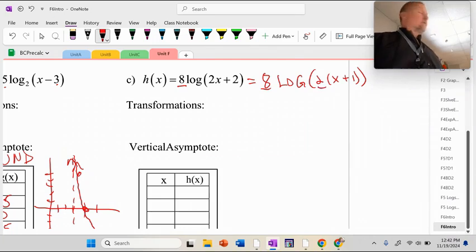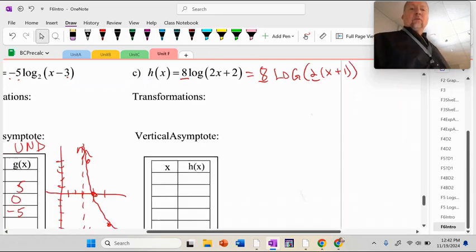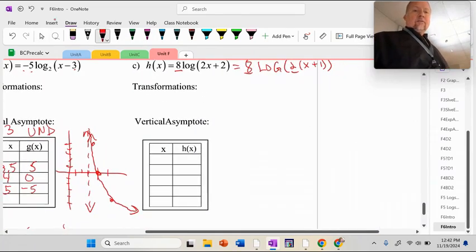What is this? A horizontal shrink, or say a horizontal dilation by what? A half. You have to say the number a half. So that means it's pulled towards the y-axis. All right? And then what's the plus 1? 1 to the left. You're right.